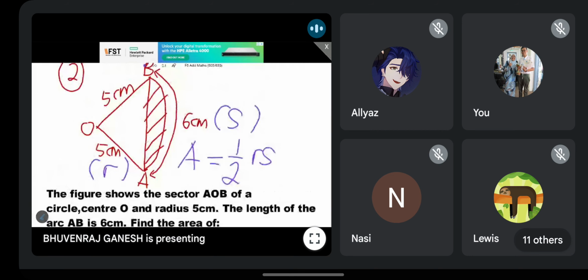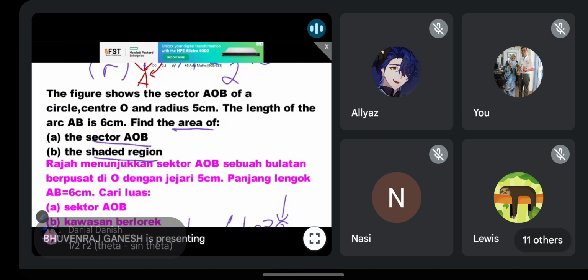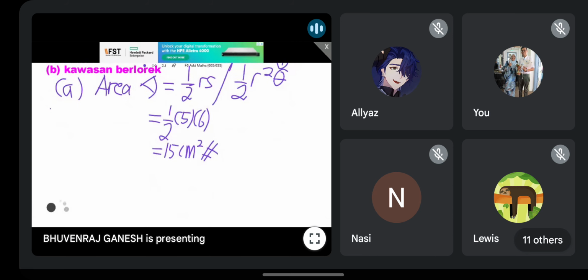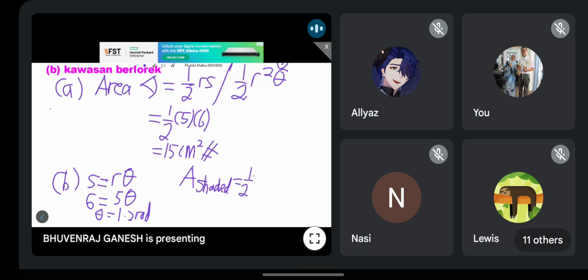So guys, dari sini, kamu tahu, kamu kehilangan info theta. So you must find theta first lah. So macam mana cari theta? You can use S equal to R theta. So part B, S equal to R theta. S is 6, R is 5, theta. So theta you will get 1.2 radian. 1.2 radian. So then you can direct use the formula lah. Luas kawasan berlorek equal to half R square theta minus sin theta.